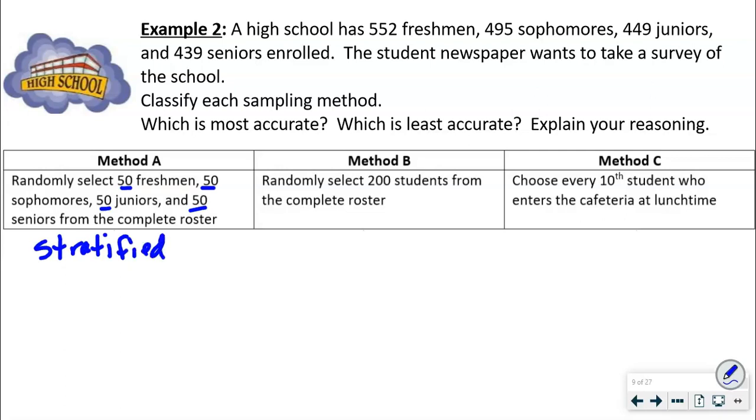We're just going to name these first, and then we'll determine which ones are most accurate. Randomly select 200 students from the complete roster. So this is going to be simple random. Okay, and then our last one here says choose every 10th student who enters the cafeteria at lunchtime. So this is going to be a systematic sample, right? Okay, so let's just think this through. I told you guys simple random is always the most accurate. So this is our most accurate, right?